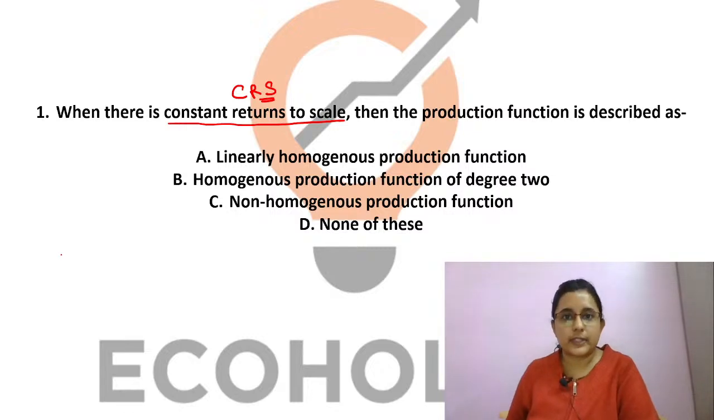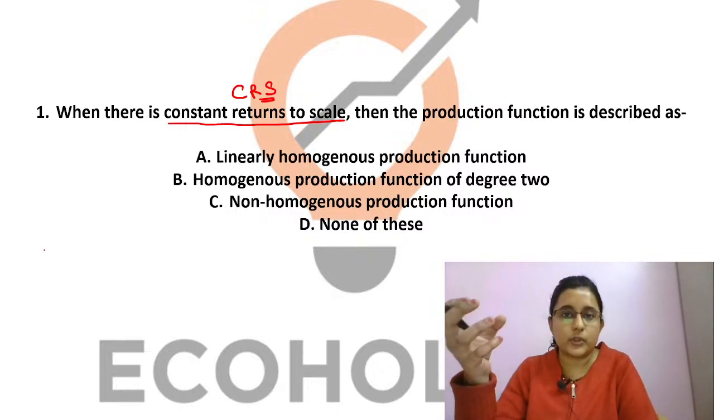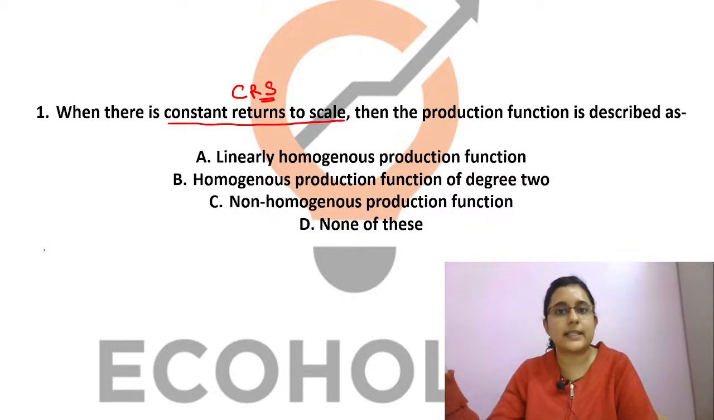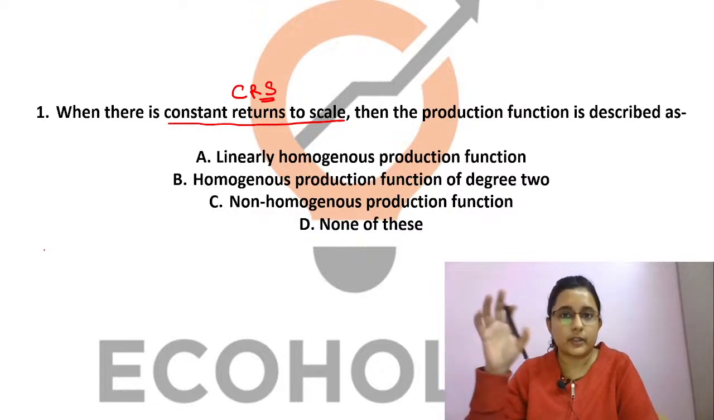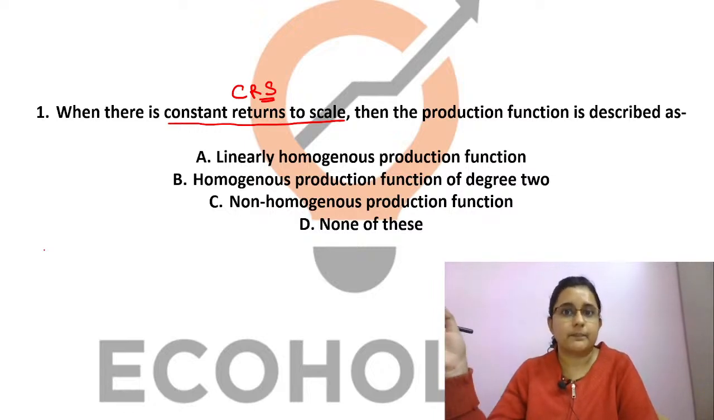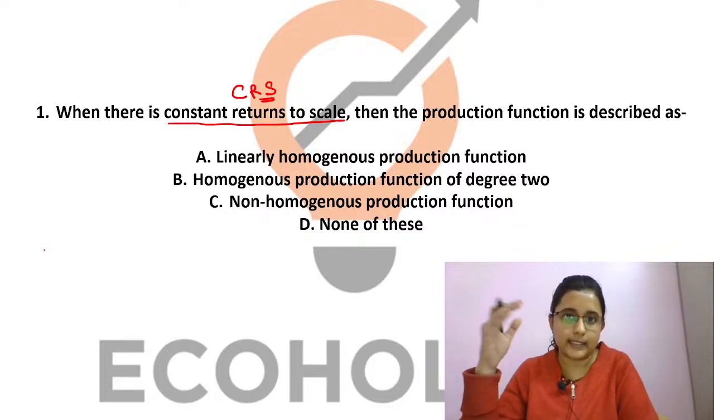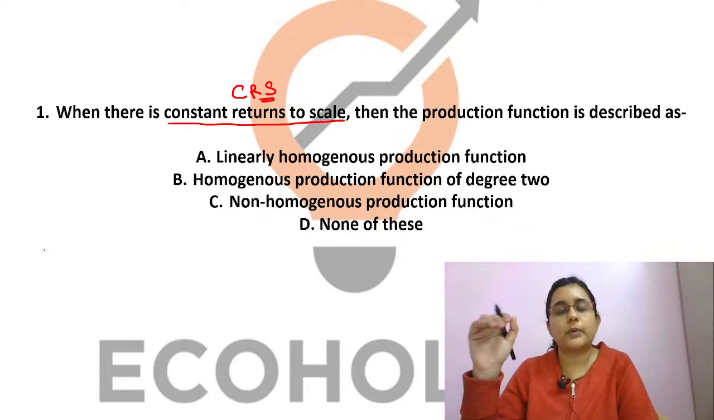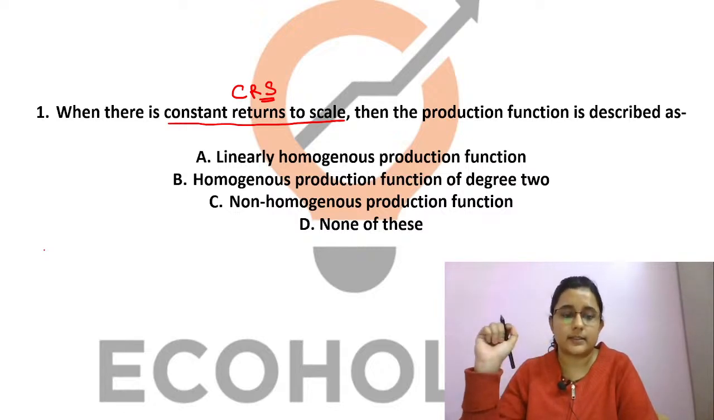Constant returns to scale, what does it mean? The rate at which you increase your inputs, the output will increase by the same rate. So the returns on your inputs are the same. If we increase our input by, let's say, 10%, our output will also increase by 10%. So this is your CRS, constant returns to scale.